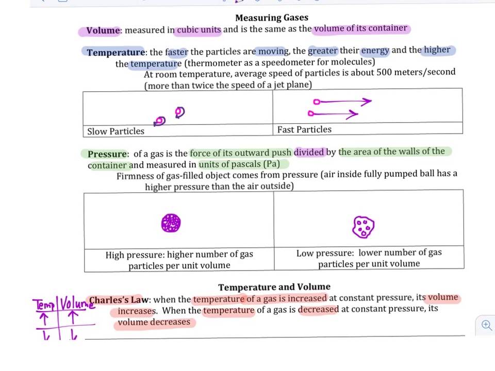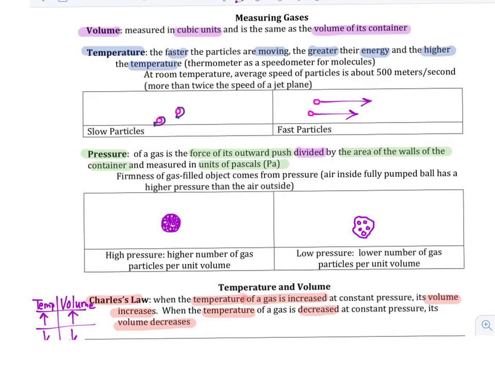Pressure. The pressure of a gas is the force of its outward push divided by the area of the walls of the container, and we measure that in units called pascals, which is abbreviated a capital P and a lowercase a. The firmness of a gas-filled object comes from the pressure. So the air that's pumped inside a ball actually has higher pressure than the air outside.